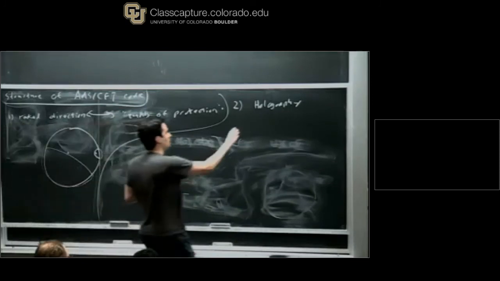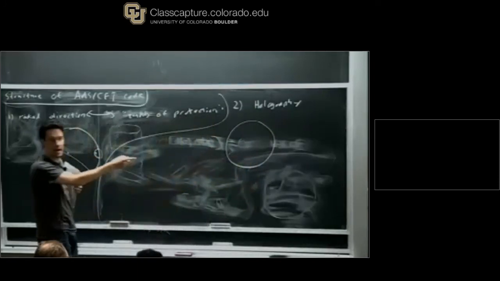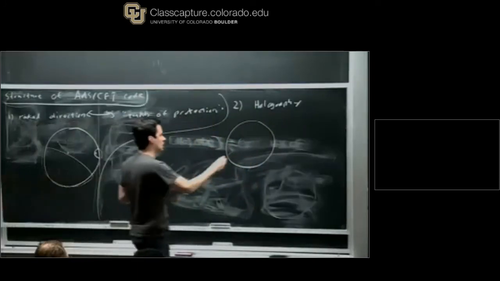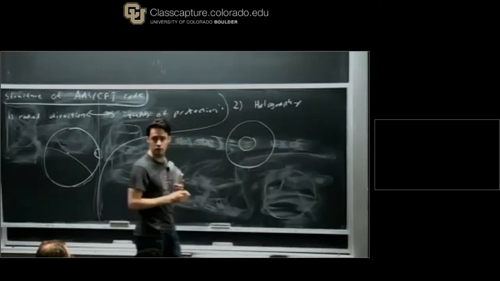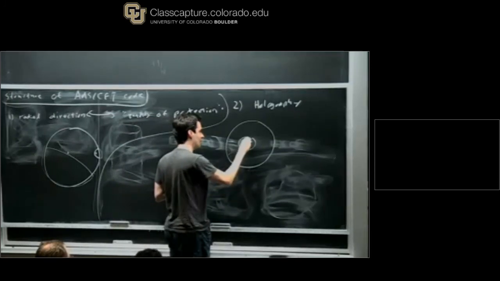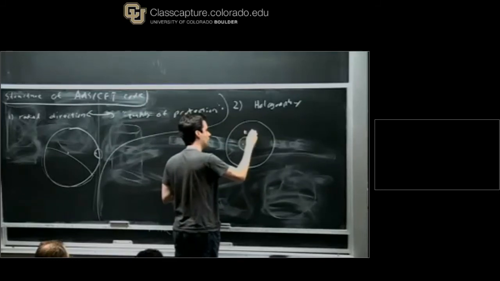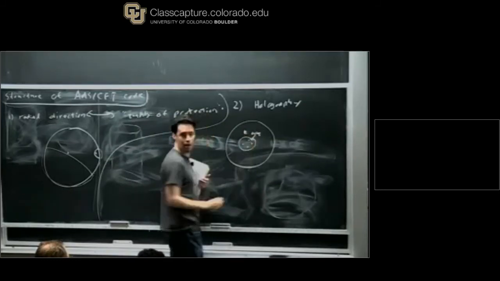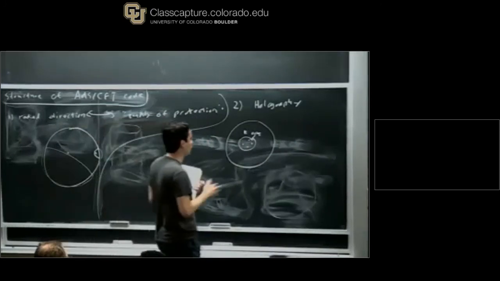So to be very concrete, I have to pick a code subspace. Right? I have to pick a K. So what I'm going to do is I'll take a region in the center whose size is of order the AdS radius. And then the rule will be that to make the code subspace, I'm allowed to act on the ground state with K operators, with K bulk operators inside of this region. Okay?